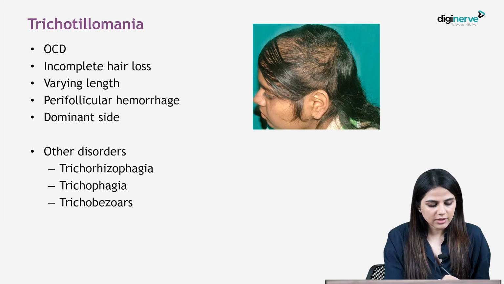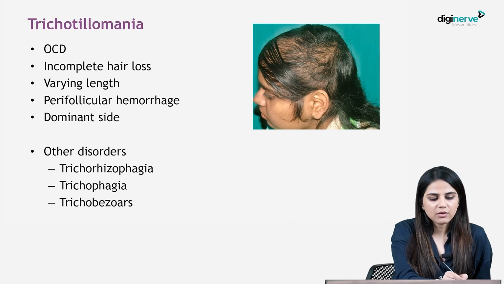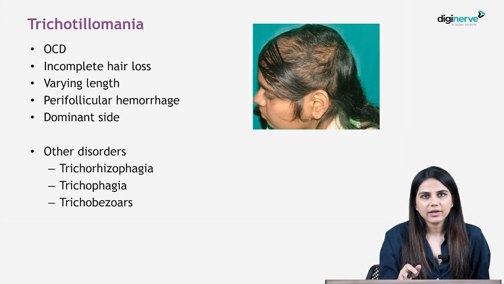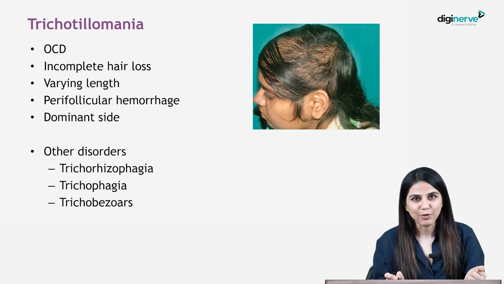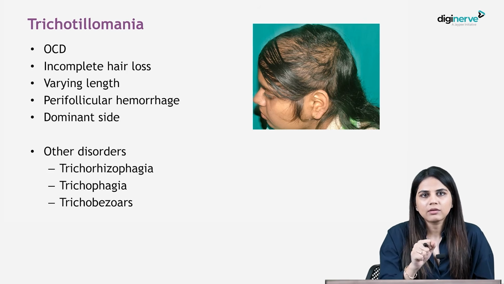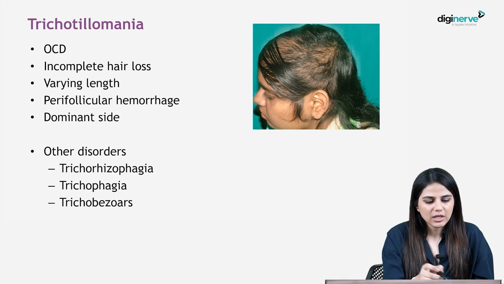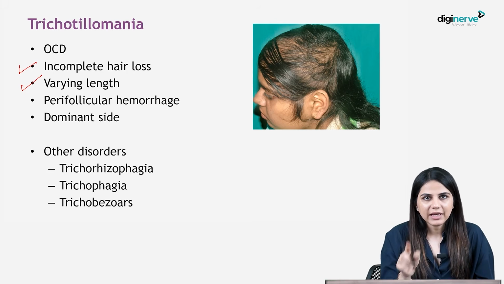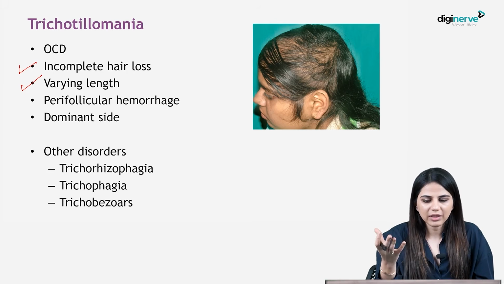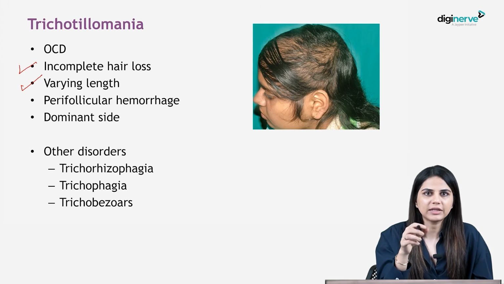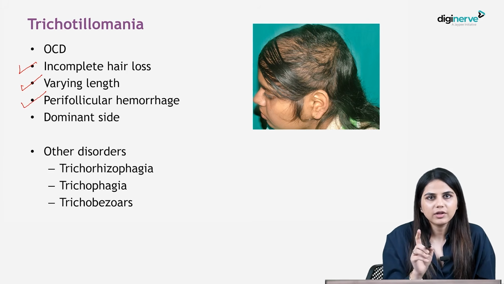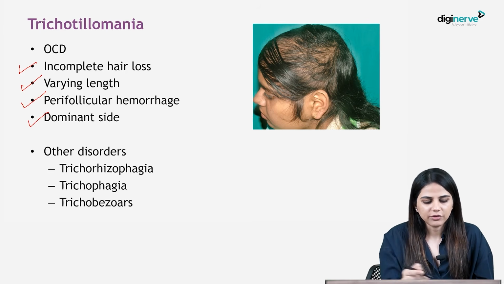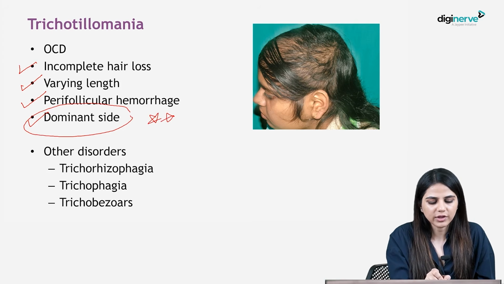The next disorder here is trichotillomania. It is an obsessive compulsive disorder. How is it different? It is non-scarring, but the patient will keep pulling their hair out. The clue here is that when hair is pulled by force, it will not necessarily break at the same length. There will be incomplete hair loss. The patient can't pull out hair uniformly, every single one, leaving a well-defined patch. Perifollicular hemorrhage because of the trauma. And if I'm right-handed, I would prefer the right hand for it. So the dominant side is a clue.